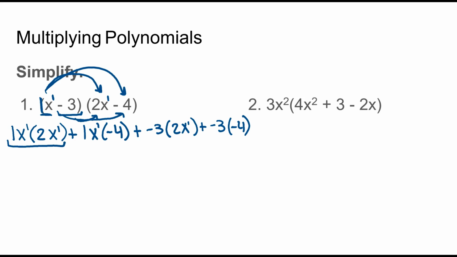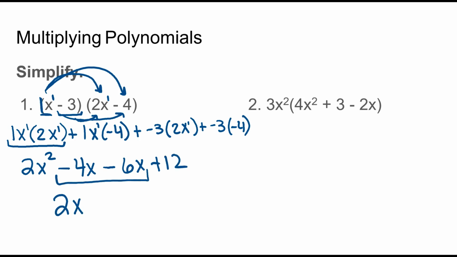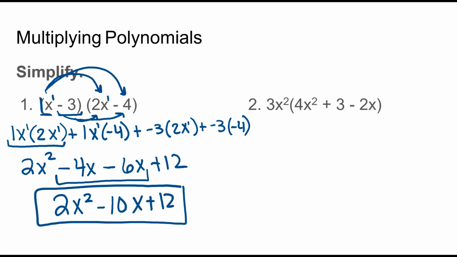Now, we're going to multiply these out. 1 times 2 makes 2. We add the exponents. We get minus 4x, or 4x to the first, minus 6x plus 12. Combining like terms, we get 2x to the second minus 10x plus 12. It's in standard form, so we're all done.